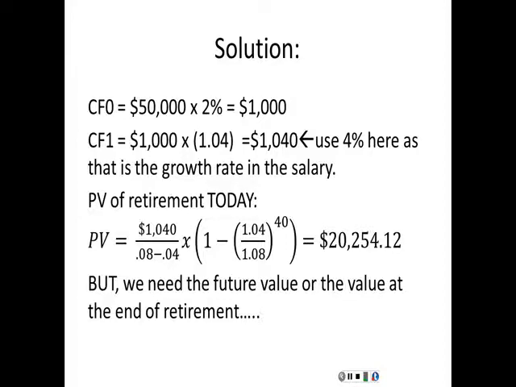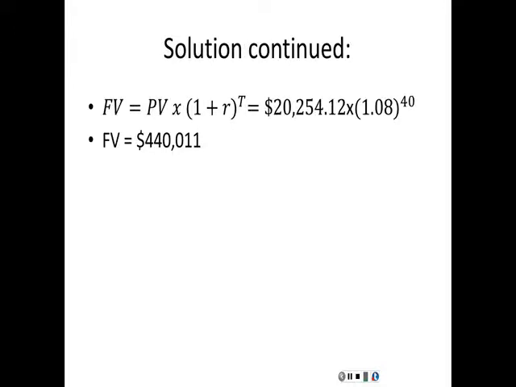Hit pause and take a look at this solution. Make sure you understand. So now our final step is, let's find the future value of a lump sum. Well, we just use the simple future value formula, present value times (1 plus r) to the t. Our interest rate is 8%. We have 40 years. We grow it forward, and get $440,011.